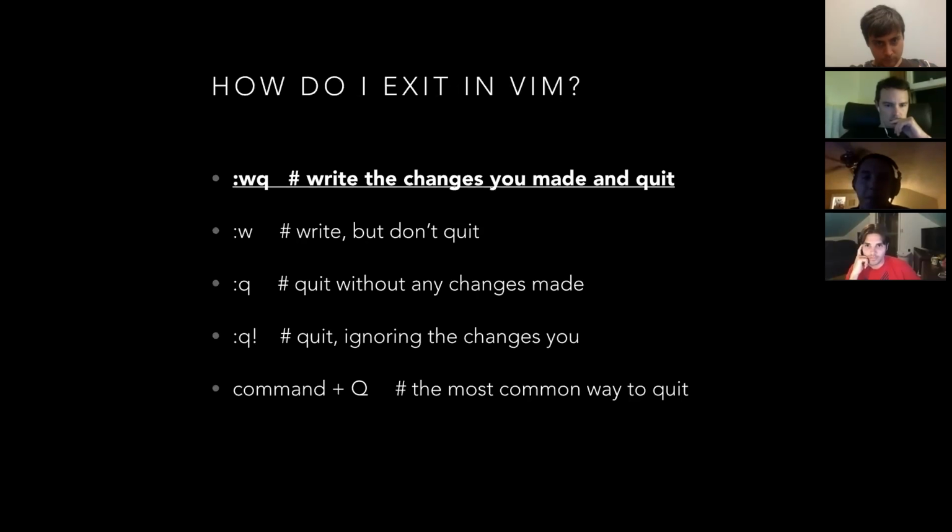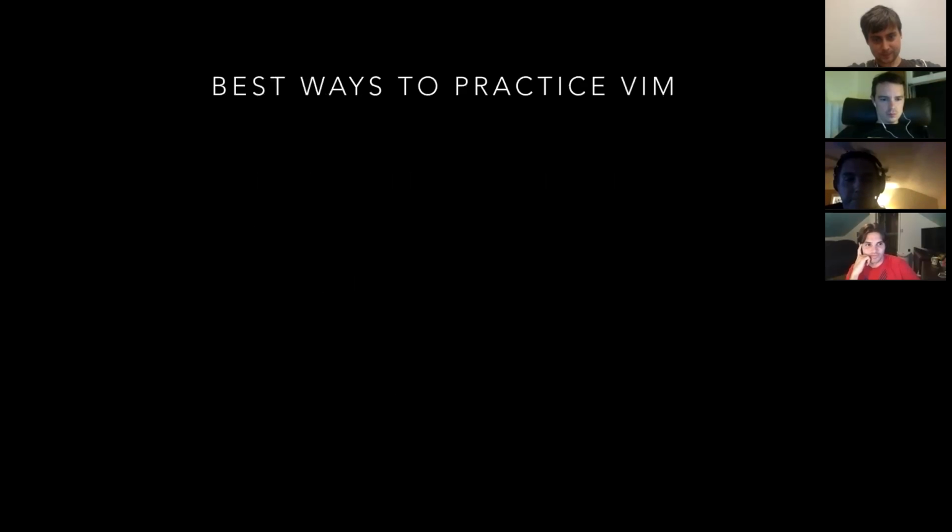How do I exit Vim? I've seen people just stop wanting to learn Vim because they don't know how to exit Vim. The best way to exit Vim, if you want to write the changes that you've made and quit, is :wq for write quit. You can also write and not quit. You can just quit if you haven't made any changes, and you can force quit, which is just saying, I'm done, I don't want to save any of these changes. And you can also Command Q if you're really frustrated.